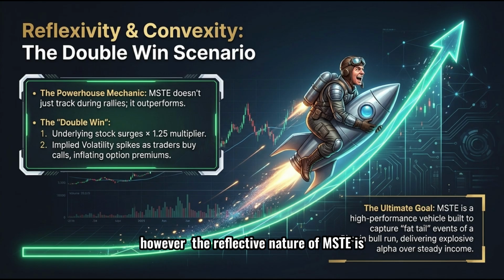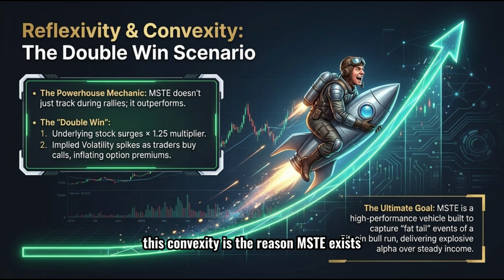However, the reflexive nature of MSTE is what makes it a powerhouse. During the rallies we saw earlier this year, MSTE didn't just track MSTR, it outperformed it. This is the double win scenario. The underlying stock price goes up and the 25% leverage multiplies that gain. Simultaneously, as the price surges, implied volatility usually spikes as traders scramble to buy calls, allowing MSTE to sell its options for even higher premiums.